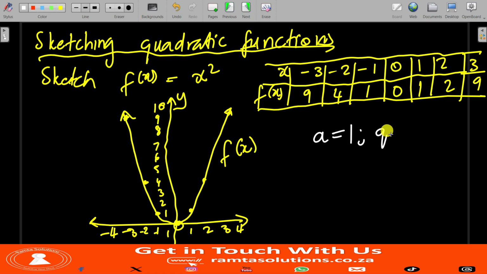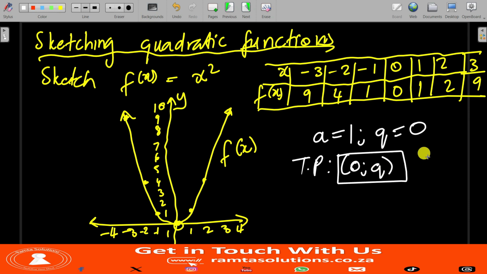What is the value of q? It's 0. As you can see, when q is 0, it means the turning point. Now, check this out. The turning point, where is it? It is 0. And you remember it was 0 and q, right? It was 0 and q. This is what you remember. What is it now? It is 0 and 0. Here it is, isn't it?